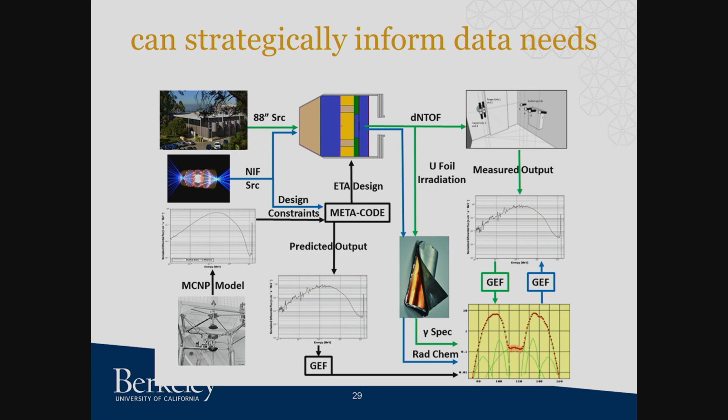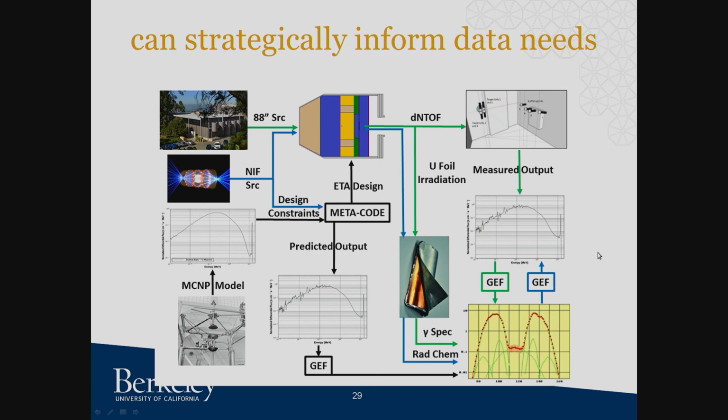We're going to use that to design our assembly. We are hoping to field on NIF. There's some reasonable chance that that's going to happen. And we're also going to field this on the 88-inch cyclotron. And then we will compare, and then we'll do all this timing measurement and looking at irradiated foils and gamma spectroscopy and nuclear chemistry, and we will get out what we think happened. And we can use all of that information to try to help improve nuclear data.